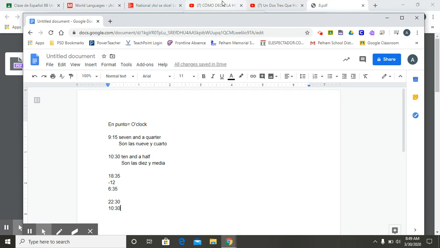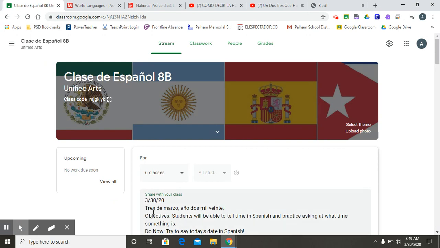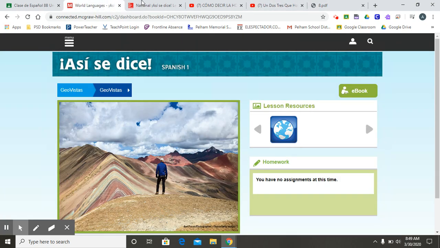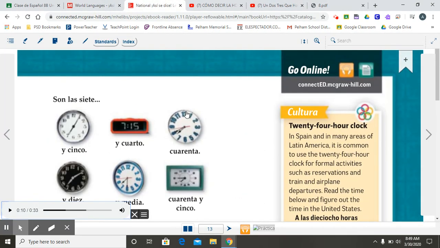All right. I'm not going to spend too much time on the time in class. I focus more on saying things like the date in Spanish. But I just wanted you to know. So if you ever get a chance to travel and you go to Europe, they're going to use the 24-hour clocks for travel, for everything. Just so you know.